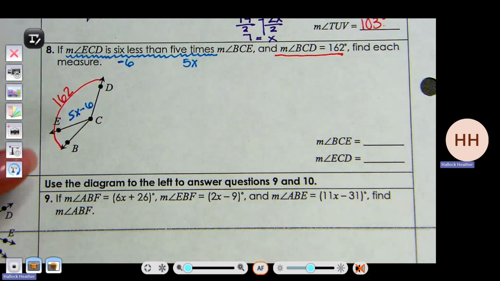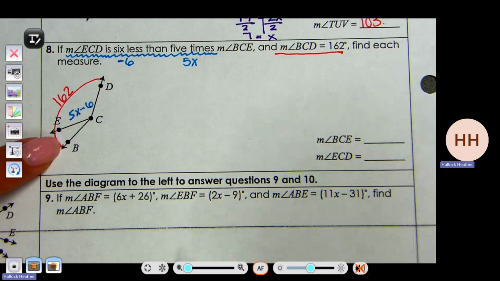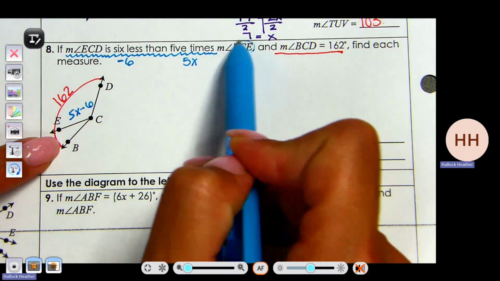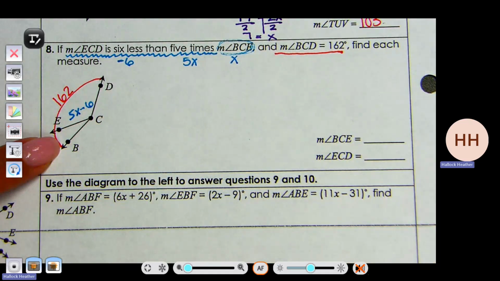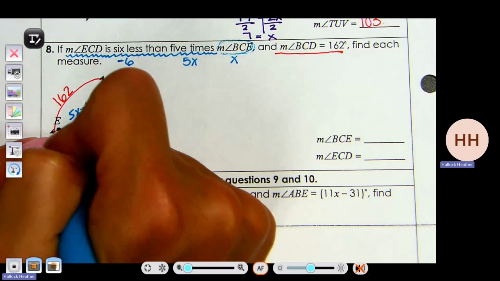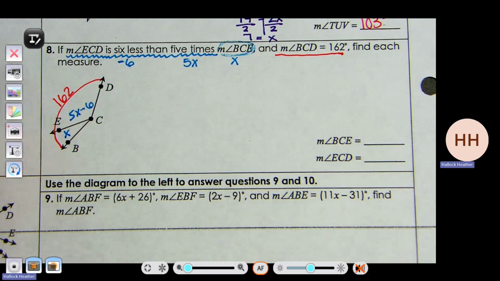What would have to go in this really skinny angle? X, because that's what we're calling BCE. BCE is my x. I don't know it, so I'm calling it x. So this is x. So it's still the same thing. We're doing small angle plus small angle equals whole thing. So take a second, write out your equation. Small angle plus small angle equals whole thing. The whole thing is 162. You're going to combine your terms.